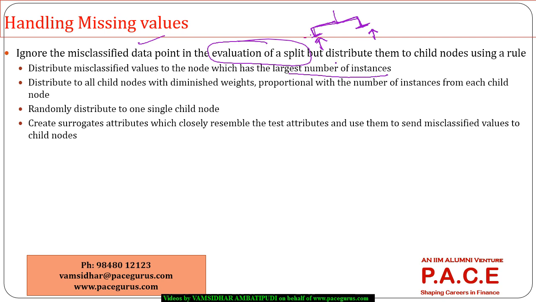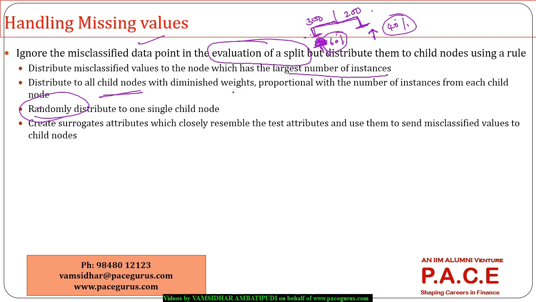Depending on the largest number of instances, if this group has 300 and this group has 200, all the missing valued records will be pushed to this particular group. So that could be one process. Or distribute to all child nodes with diminished weights. So probably distribute it in the proportion of 60% of the missing values here, 40% here, rather than distributing all the missing values to one group.